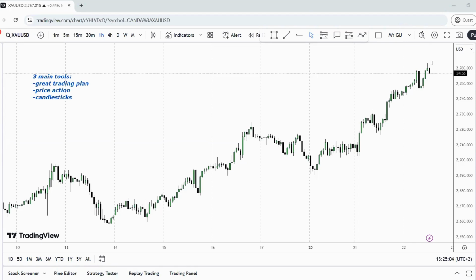Now, your great trading plan should have the most important thing, your risk management. You should know why you're entering a trade, when you're going to exit a trade. That means your take profit and your stop loss. Now, for example, let's just say you are looking to enter a trade right here. This is a bullish market.